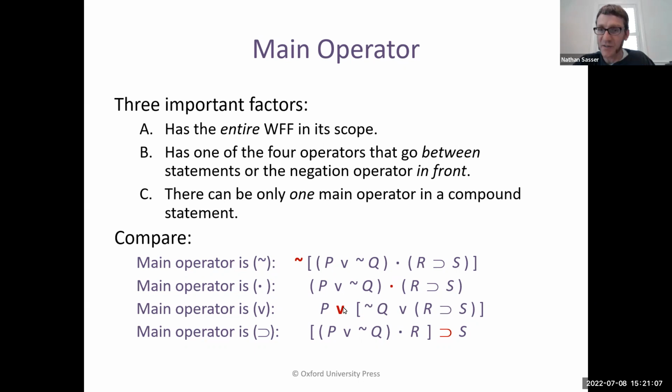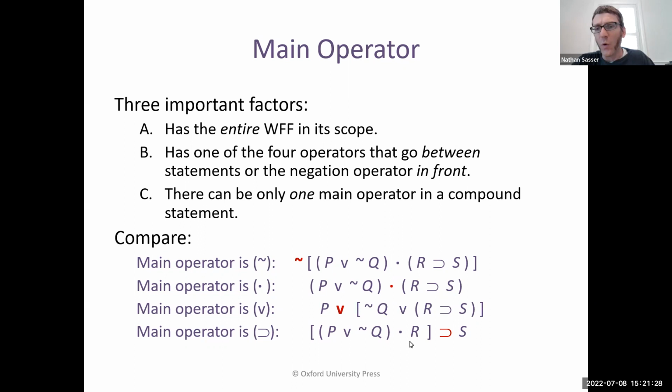Or the disjunction, the same thing here. What does it range over? It ranges over the P and over everything in these brackets. And that's all there is in the compound statement. Or it could be a horseshoe. And again, what does the horseshoe range over? S, and then everything in this bracket, which is everything else.